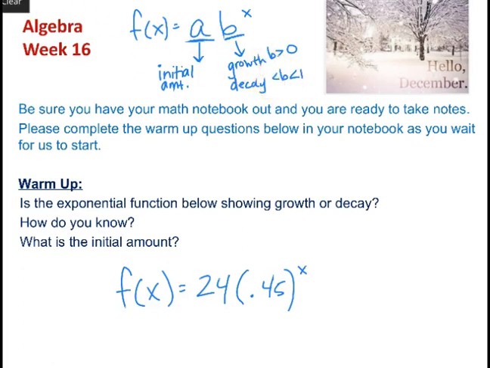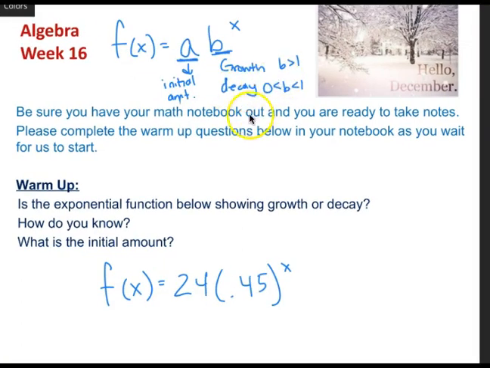Let me just erase. I accidentally erased everything and had to put it back up, so it might look a little different. Going back to this b term being raised to the x power: if it's growth, that b term is going to be greater than 1. If it's decay, this term b will be a number that is less than 1 but greater than 0. It might be a decimal in that case.